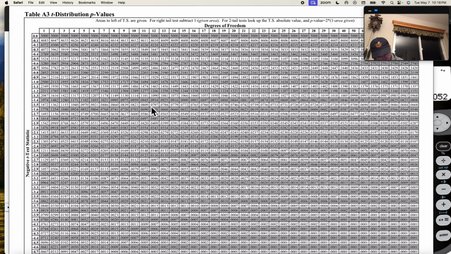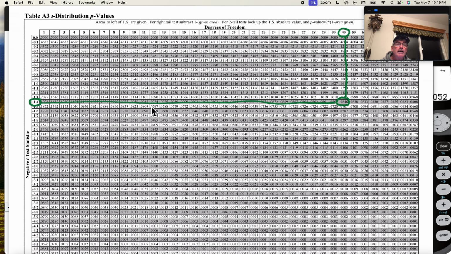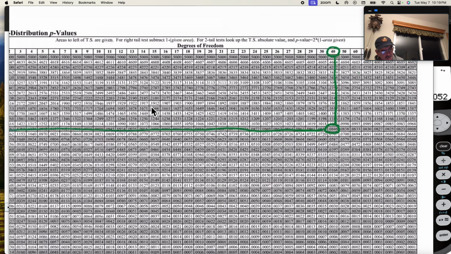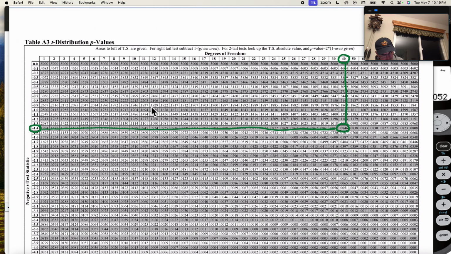Okay, so it's kind of hard to read, but here's the negative 1.4. There's 40 degrees of freedom. And we'll see if we can line this up. So I think you can see it, but maybe not. 0.0846 is the area to the left of our test statistic. This is a left-tail test. What did I say, 0.0846?